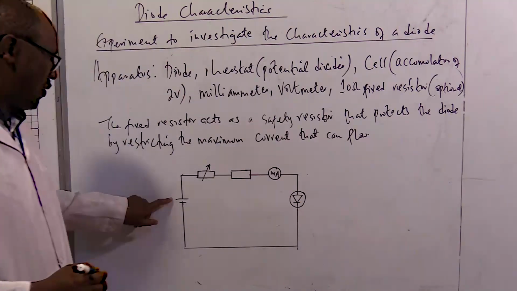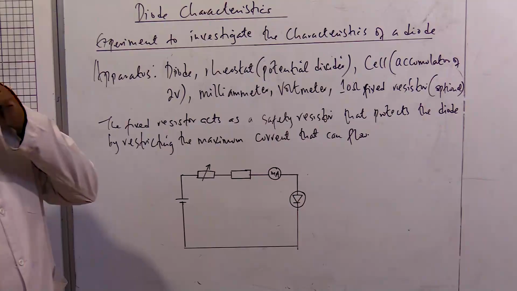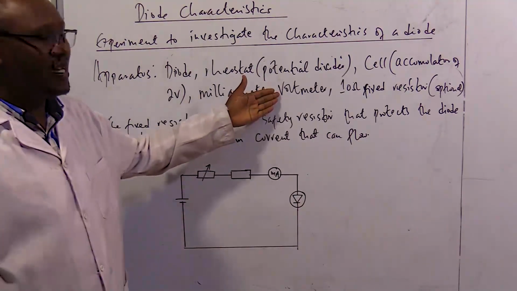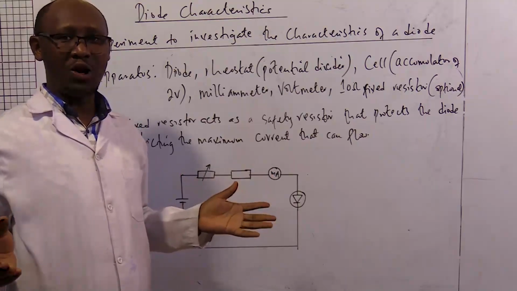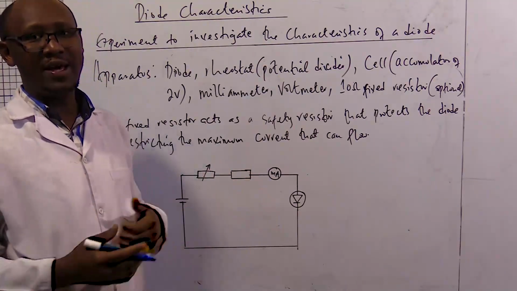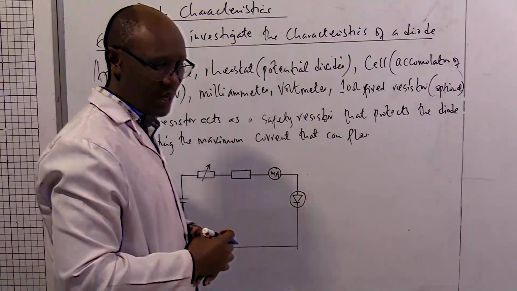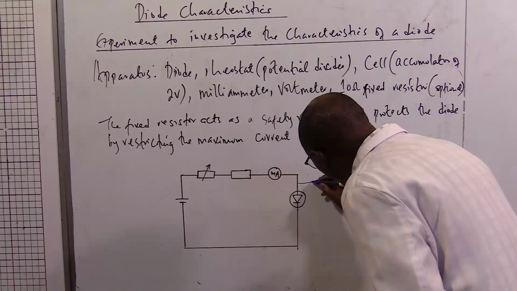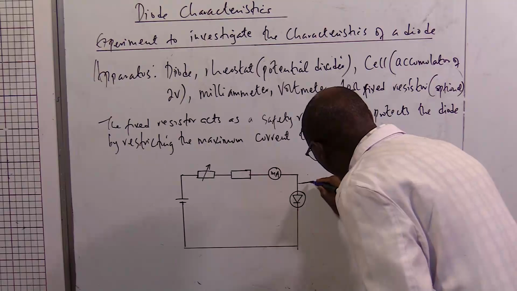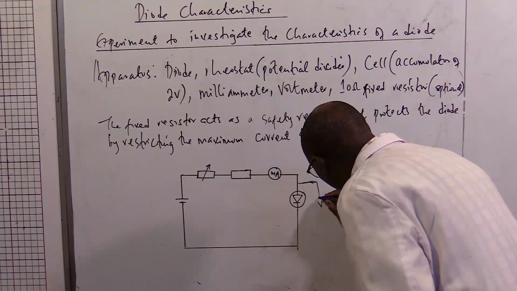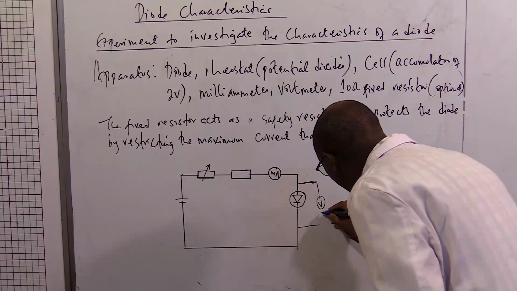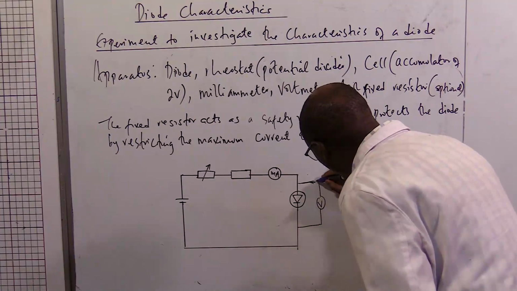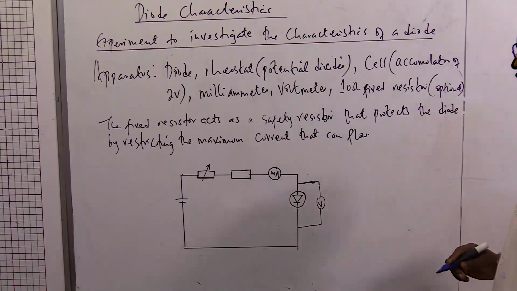So looking at our cell, then our diode is forward biased. And of course, every time you are connecting a voltmeter, you connect across the load, so that is where the voltage drop actually occurs. So we have our voltmeter across the diode. That's what we'll be having there. So we have that set up.